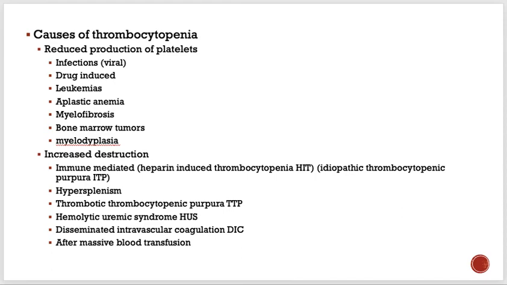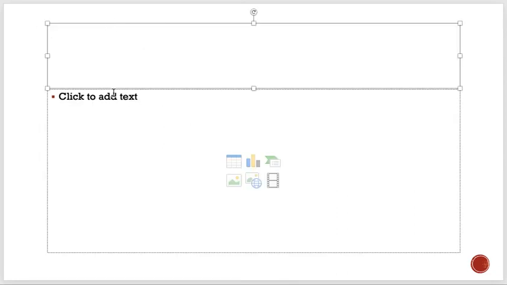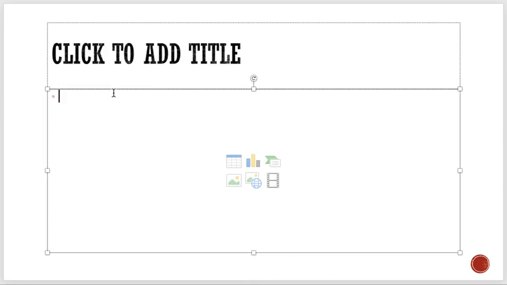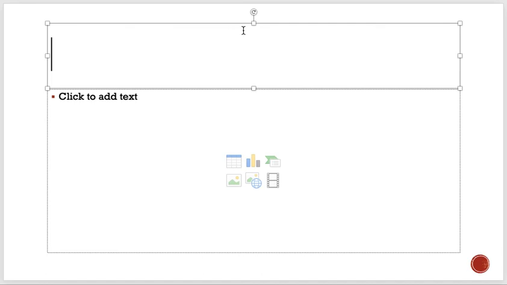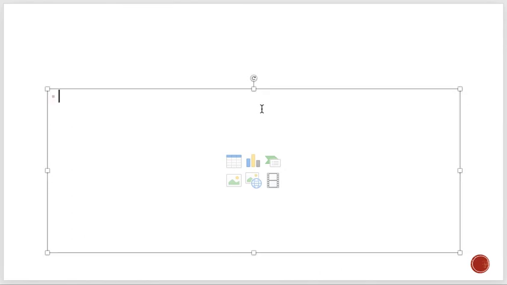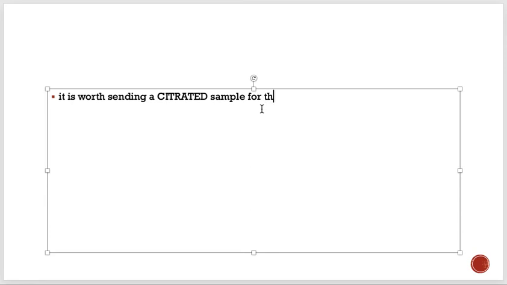So how to avoid this? Whenever you find that the person has a decreased platelet count, it is worth sending a citrated sample for the platelet count. Okay, for the platelet count.